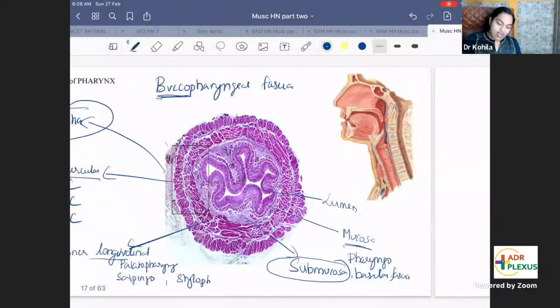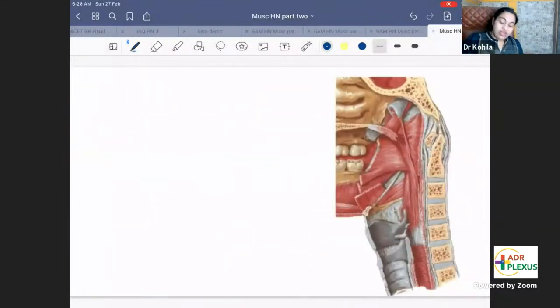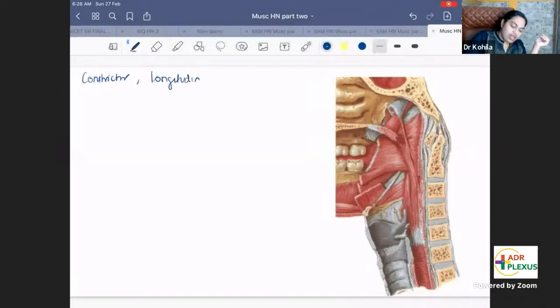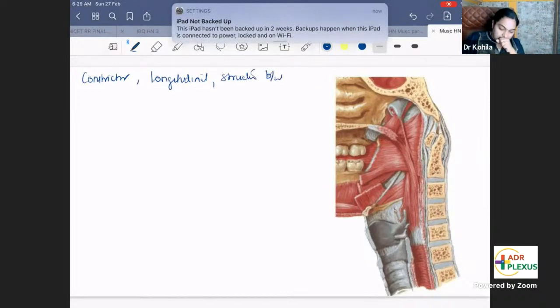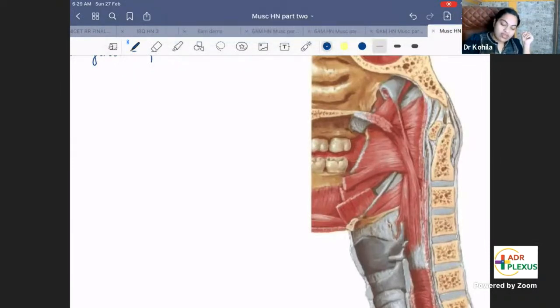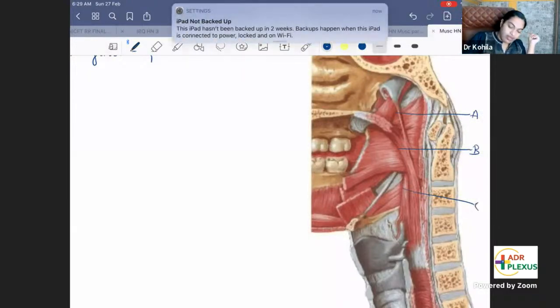Some understanding? Okay, now coming to the muscles. In each of the images that I'm going to show you now, you're going to identify the constrictor muscle and the longitudinal muscle, and we're going to talk about the structures passing between the constrictors. Is that fine? So in this picture, the inner longitudinal, outer constrictor. The inner longitudinal muscles: this is A, this is B, and this is C. I've labeled them, you're going to tell me what each is.